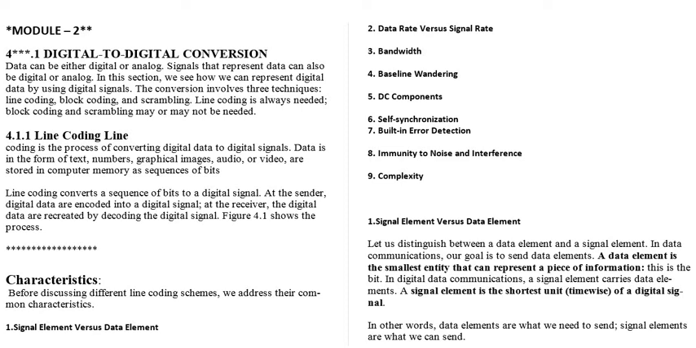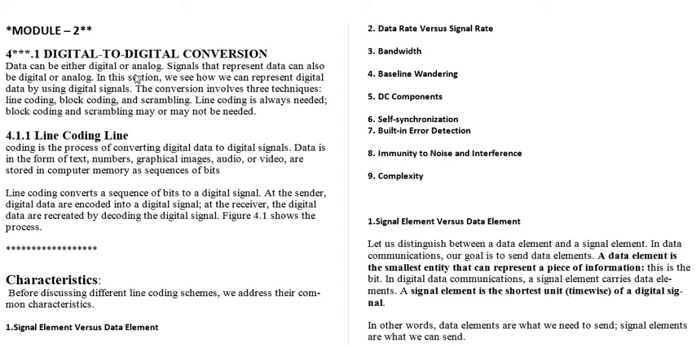So basically, what is data? Data is nothing but a small piece of information we are going to send or receive. This data can be in two forms: either digital or analog. What is digital? Digital means the data will be represented in terms of bits, either zeros and ones.